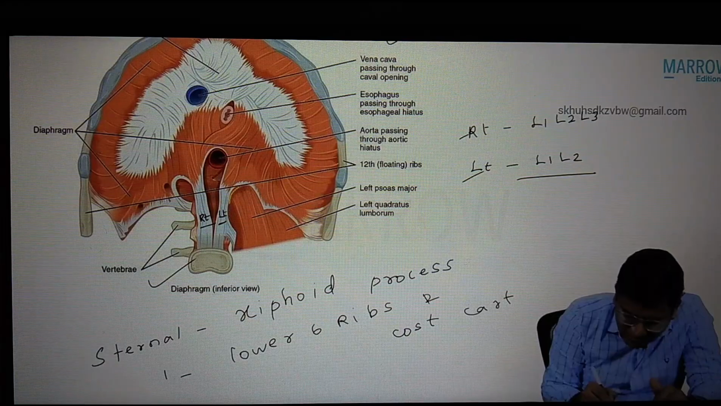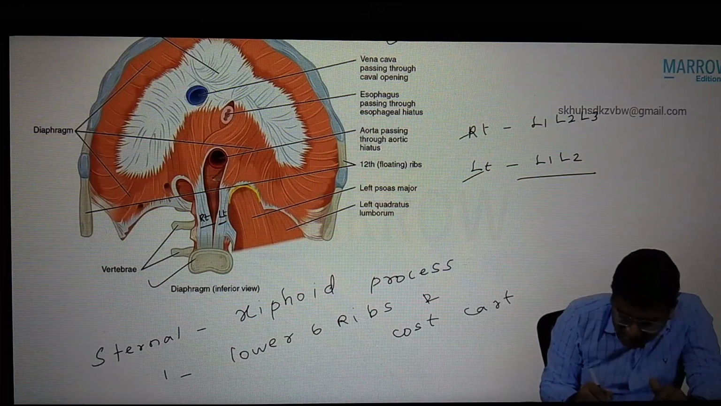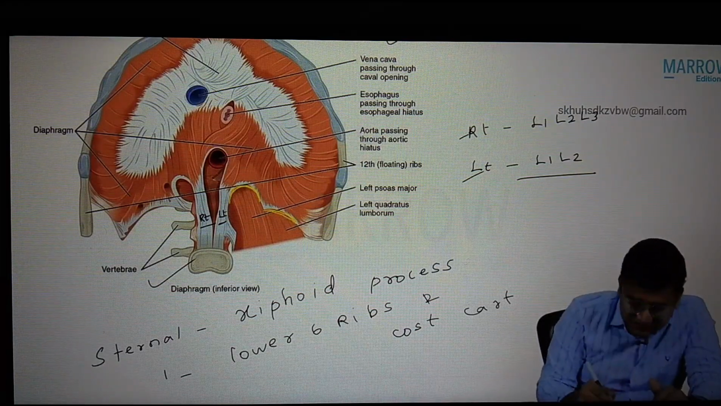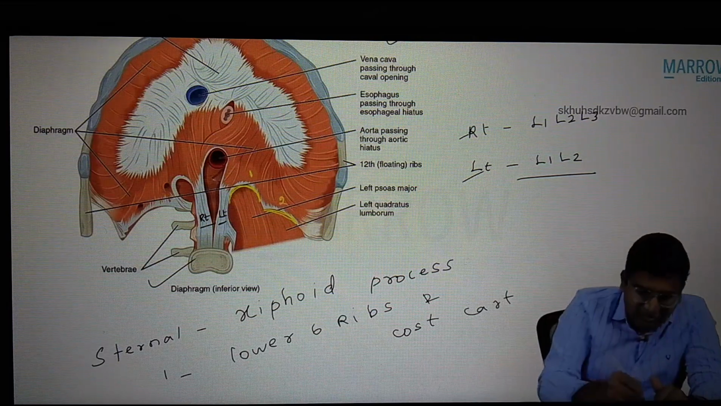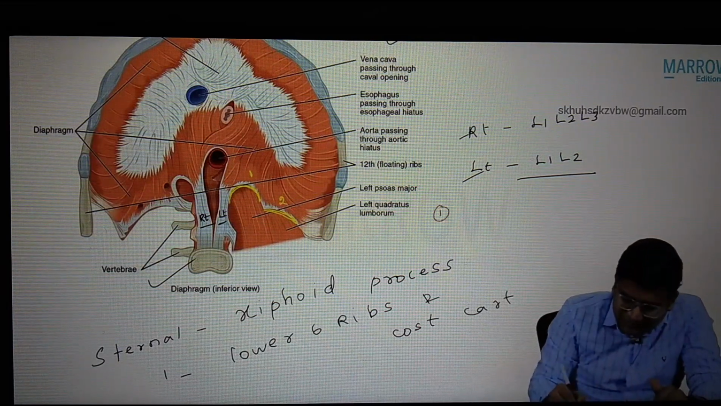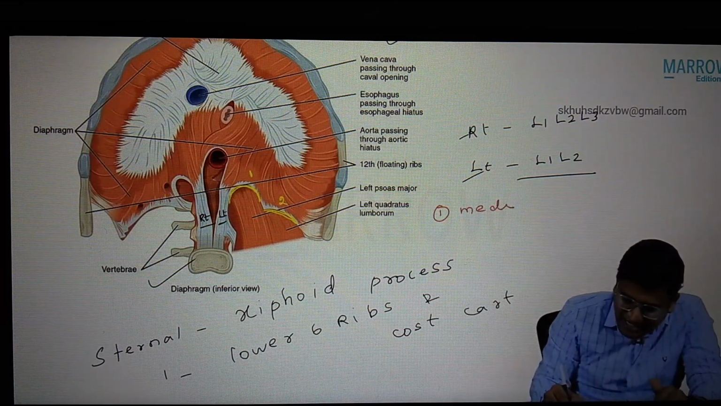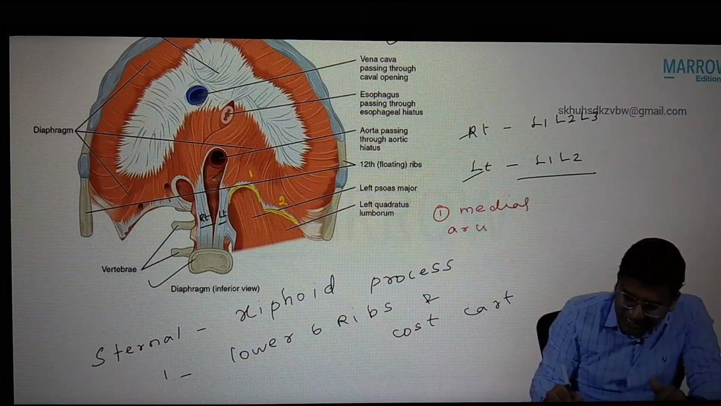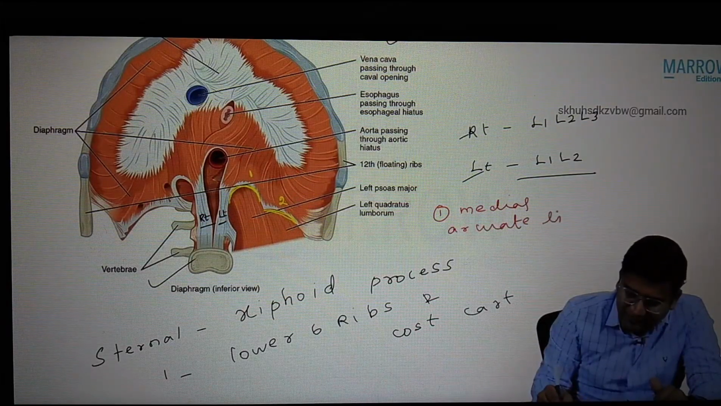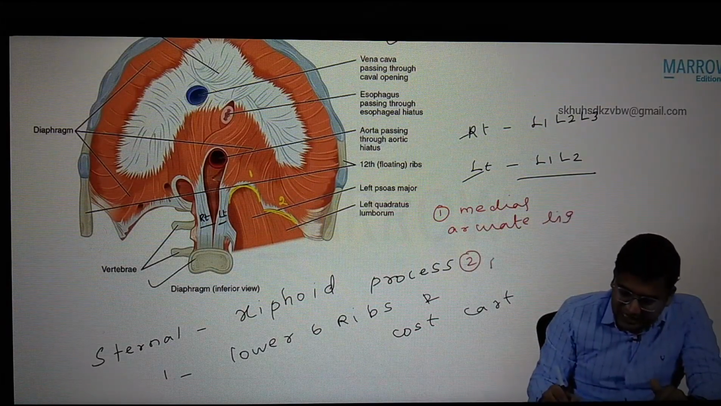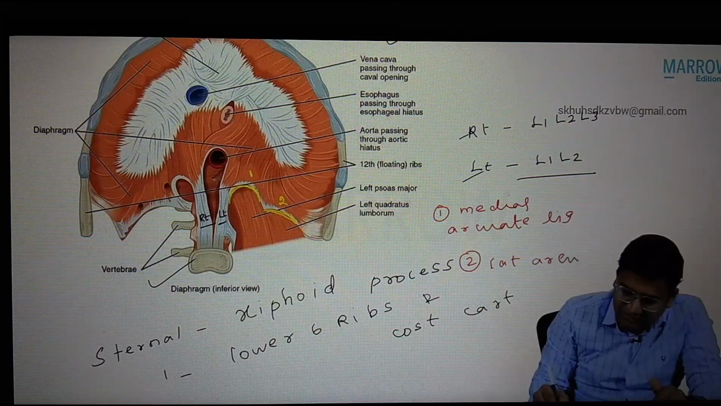Now can you see the ligaments here? The arcuate ligaments, this one and this one. So this is number 1 and this is number 2. What are number 1 and number 2? Number 1 is the medial arcuate ligament. Number 2 is the lateral arcuate ligament.